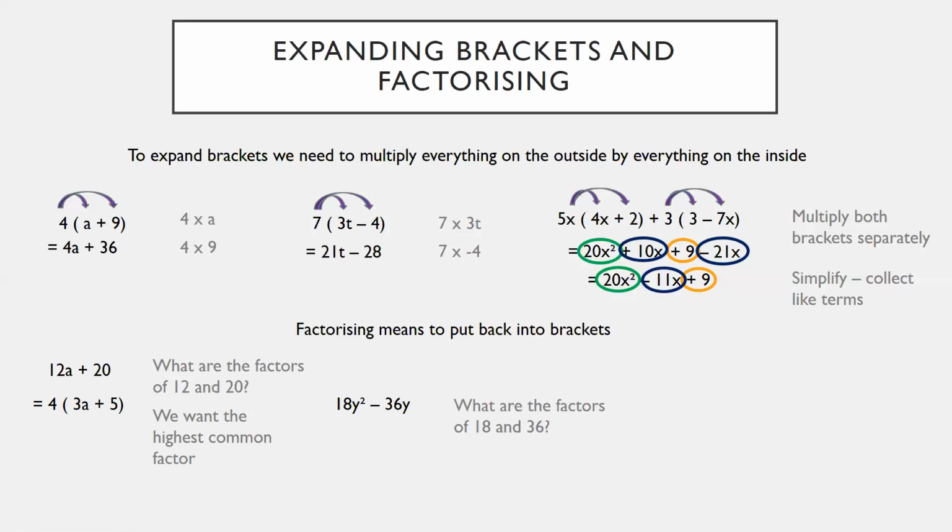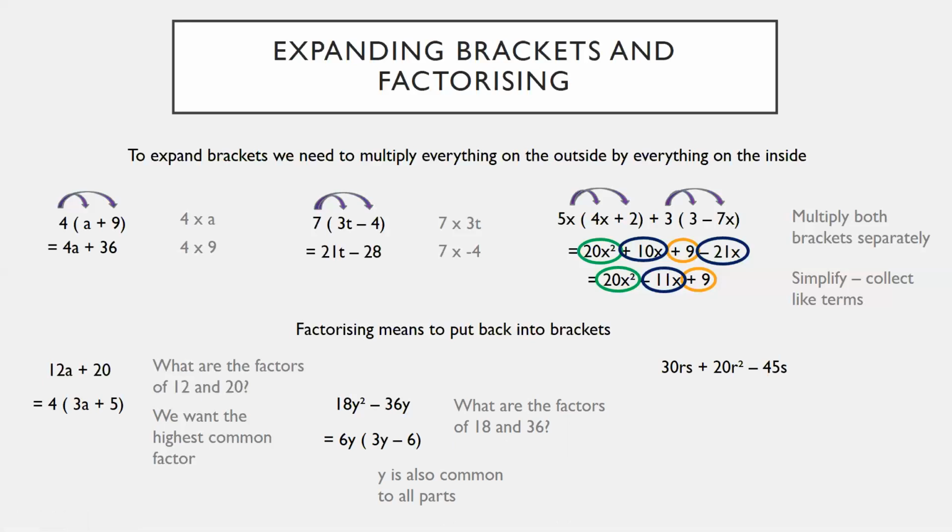Again, we want the factors, the highest common factor of 18 and 36. But this time we also have y common in both parts. So there's a y here and a y here. So the common factor and the common letter will go outside the bracket. So 6y outside the bracket. And then see how we get back to this. So 6y times 3y would give us 18y squared. And 6y times negative 6 will give us negative 36y.